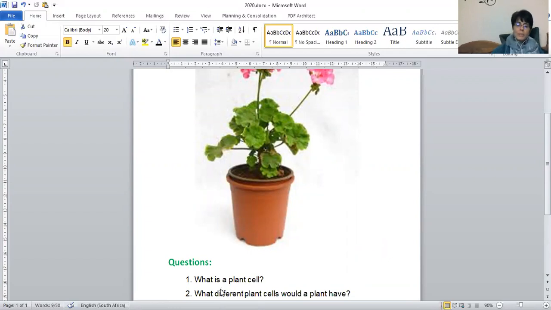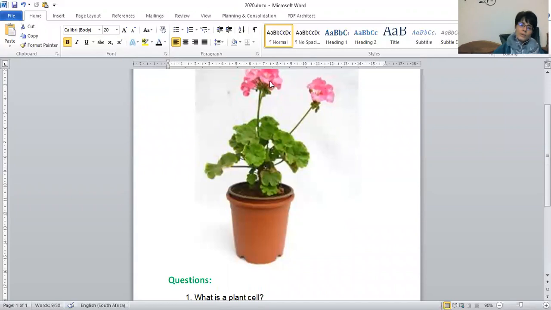So what different plant cells would a plant have? Well, if you look here, it would have cells that give color to the flowers. It would have cells that give color to the stems and the leaves. So what might you call them? Leaf cells, photosynthesizing cells, all right? What kind of cells do you think will help those stems over there to hold those flowers up, and the big stem in the middle here somewhere to hold the plants up?